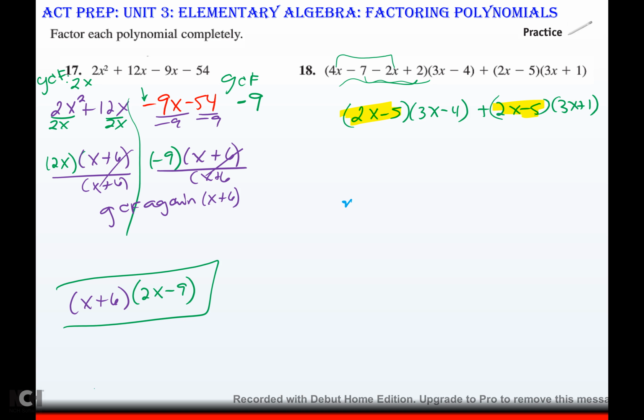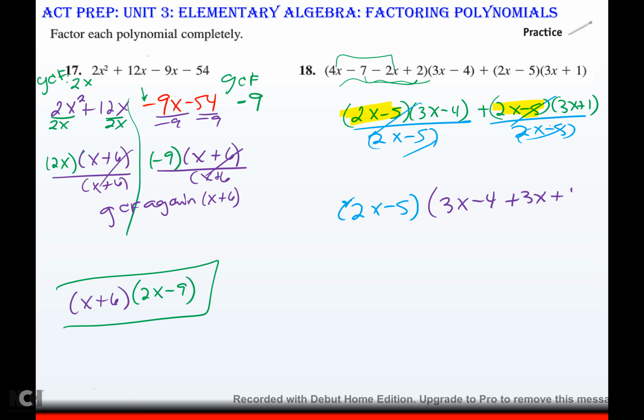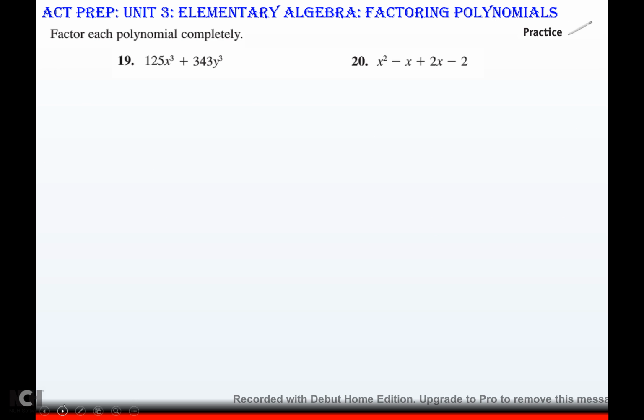So that's my GCF. So 2x minus 5. To get what's left, I divide by 2x minus 5. And what's left is what's in green, which is 3x minus 4 plus 3x plus 1. Combine like terms: 6x minus 3 times 2x minus 5.